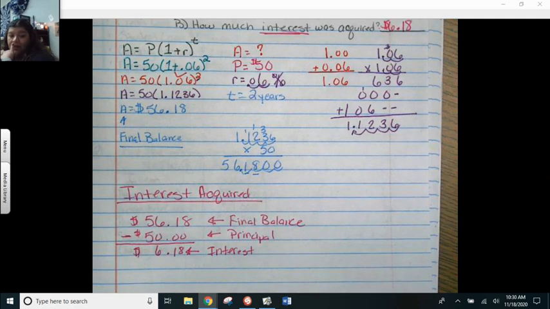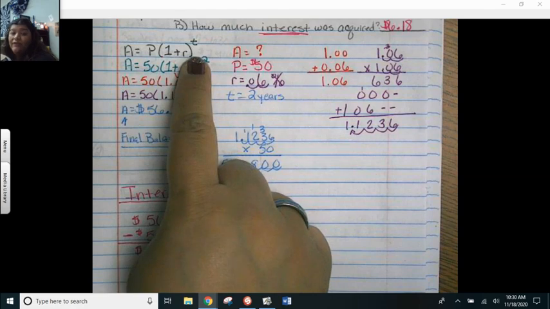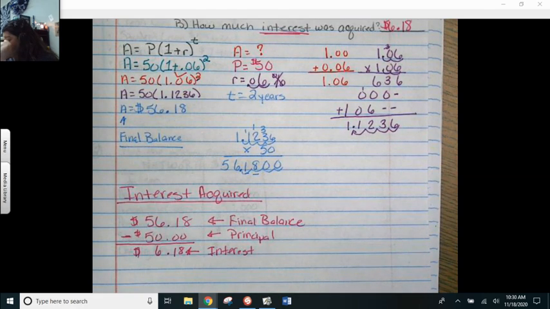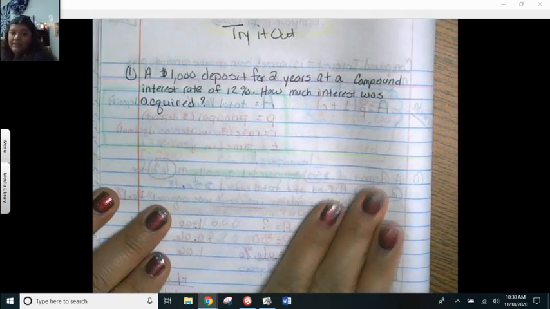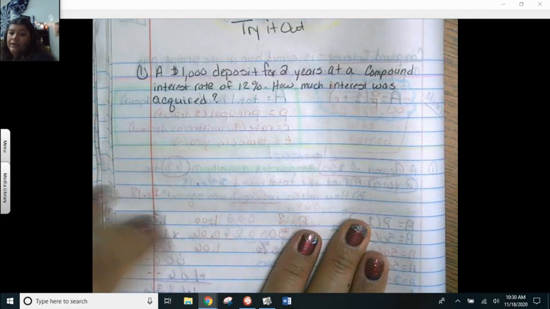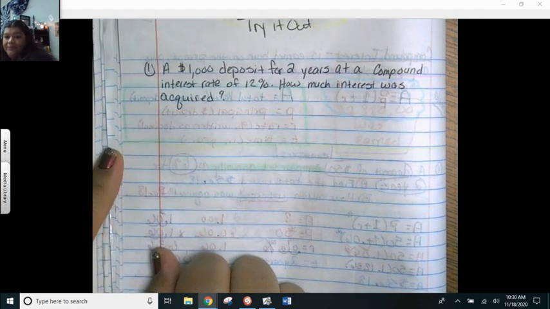So kind of the same thing as the previous video, except we do have an exponent there. So be very careful with that exponent. Double check with the calculator, especially on this one, okay? All right, let's go ahead and do a try it out. There it is. Press pause and then press play when you're ready to see the answer.